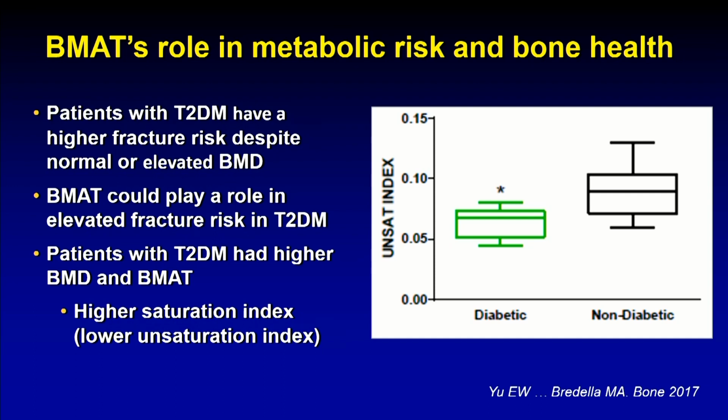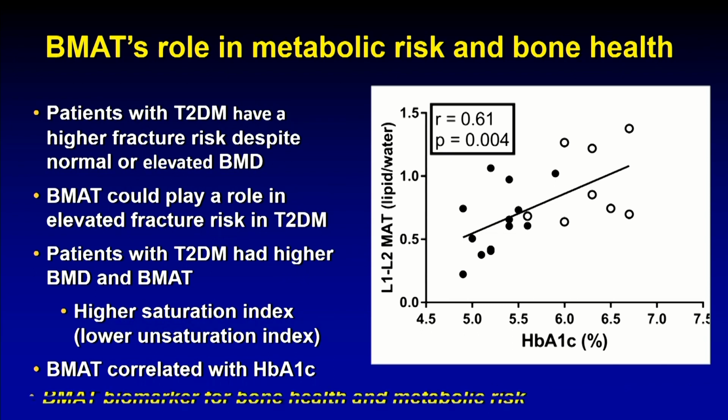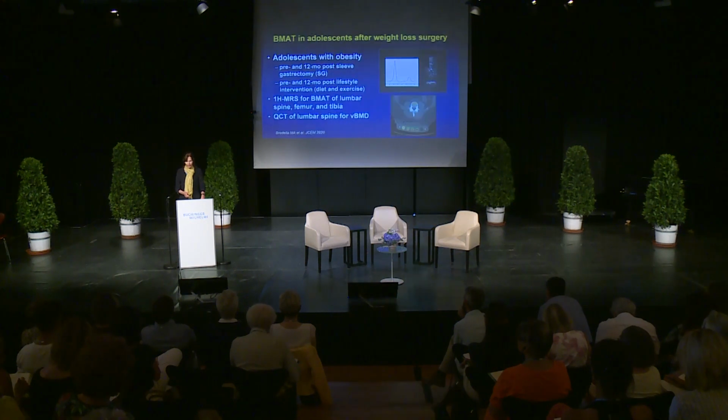So this was also reflected within their bones, within their marrow fat. They had more saturated lipids and less unsaturated lipids. And interestingly, marrow fat correlated with HbA1c, which is your marker of glucose control. So this really suggested that marrow fat is not just a biomarker for bone health, but also for your metabolic risk.